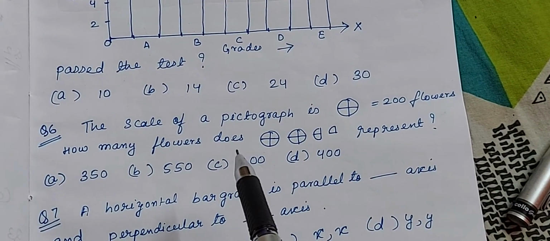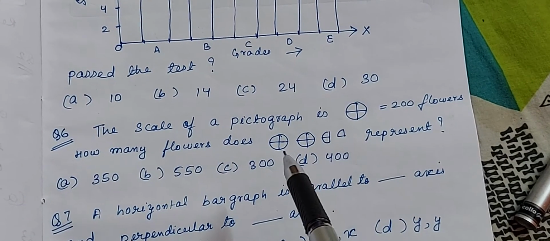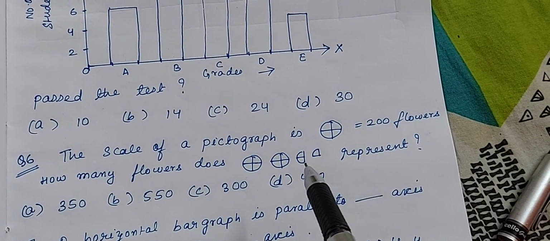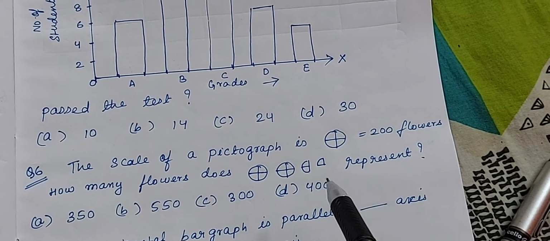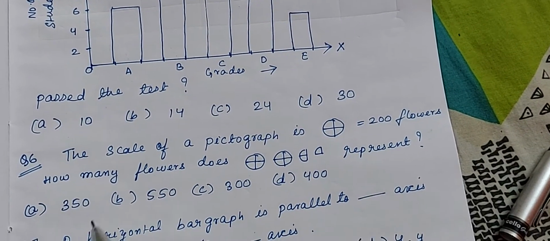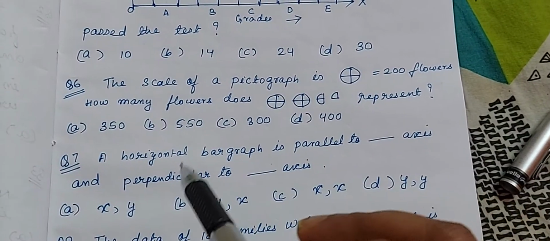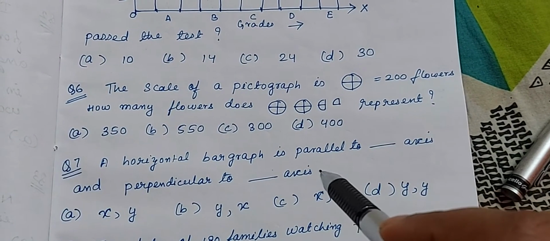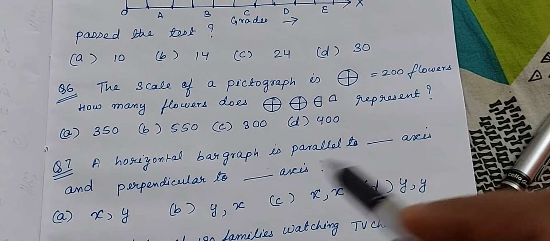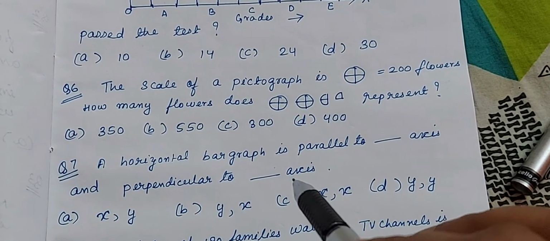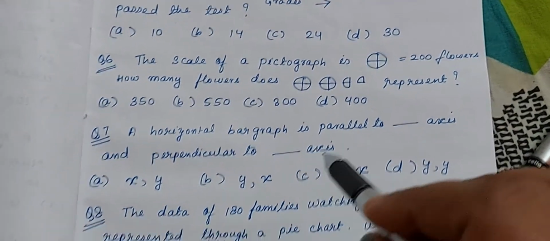How many flowers does this show? You see, two full circles, one half and one quarter. You have to add all this and tick the correct option which is given. Next question. A horizontal bar graph is parallel to dash axis and perpendicular to dash axis. This also you can see in the video and you will understand.